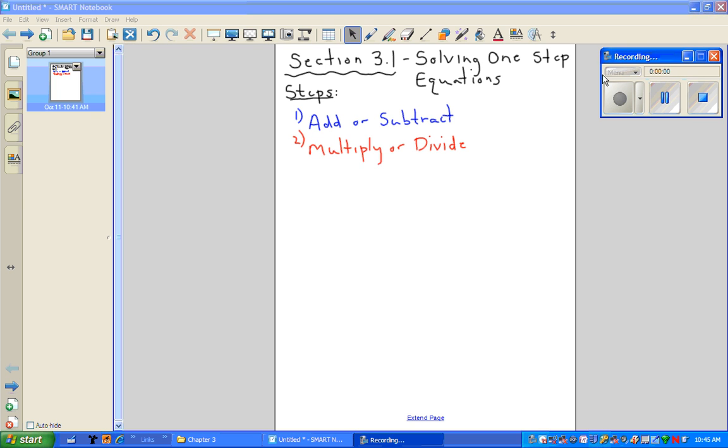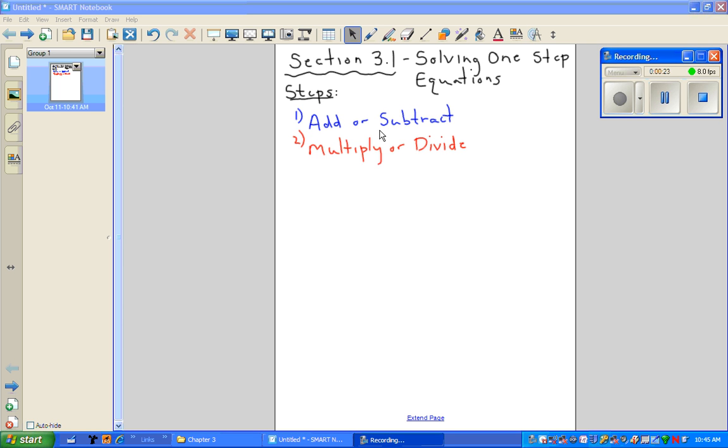All right, today, guys, I'm going to be going over section 3.1 on solving one-step equations. And pretty much for the one-step equations, this is the basis of what we need to know in order to solve any equation. So I'm going to go through the steps on that. Okay. As you can see over here, for the steps for solving one-step equations, you've got two choices.